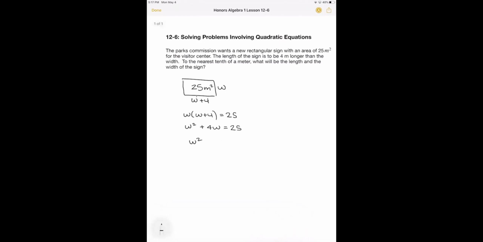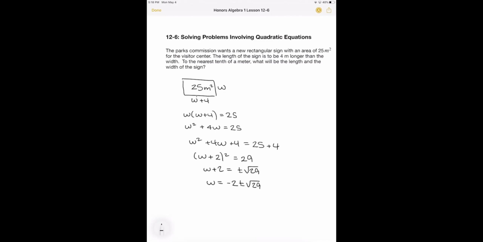So I've got W squared plus 4W, leave a space to complete the square, equals 25. Let's complete the square on the left side to make a perfect square trinomial. Half the 4 and square it, which gives me 2 squared. I'm going to add 4 to both sides. Now, I'm going to factor, and I get W plus 2 squared equals 29. Now, I can take the square root of both sides. W plus 2 equals plus or minus root 29. Or the width is going to be negative 2 plus or minus the root of 29.